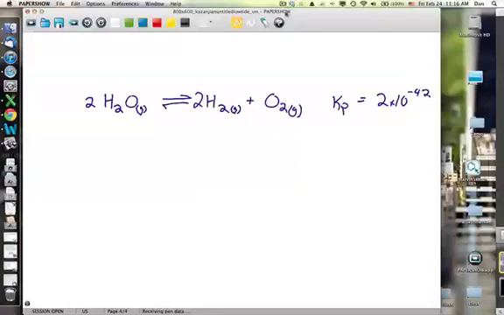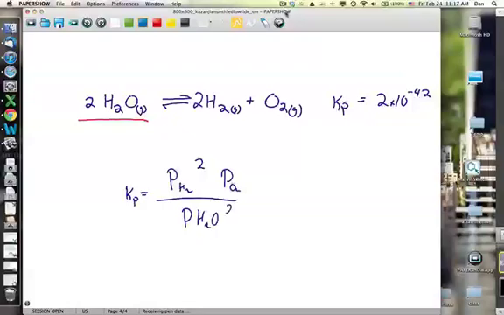And if you've been paying attention, you know that what this means is that the products are not favored in this reaction, and the reaction almost solely lies towards the starting materials. We can write the form of the equilibrium constant such that Kp is equal to the partial pressure of H2 squared, and the partial pressure of oxygen, all divided by the partial pressure of H2O squared.